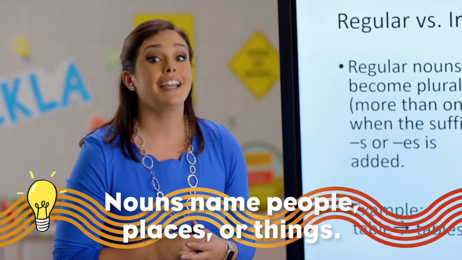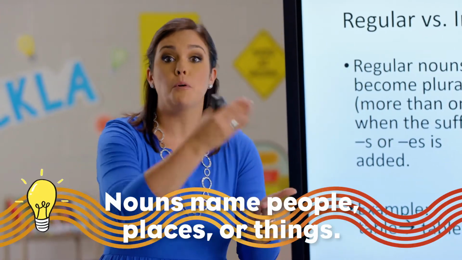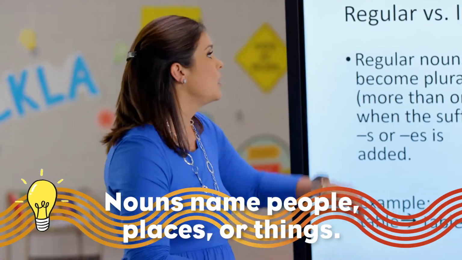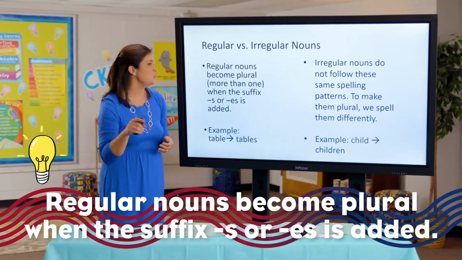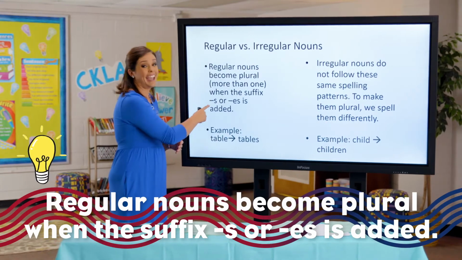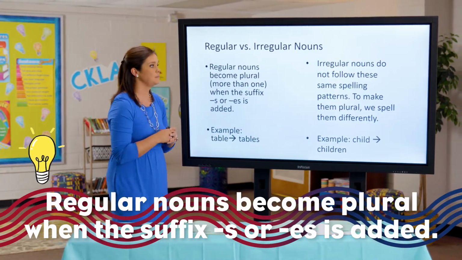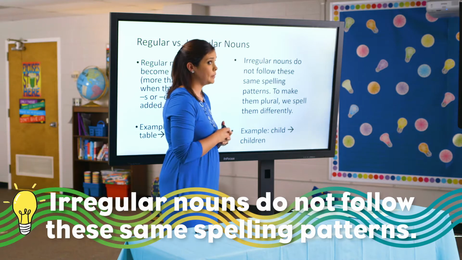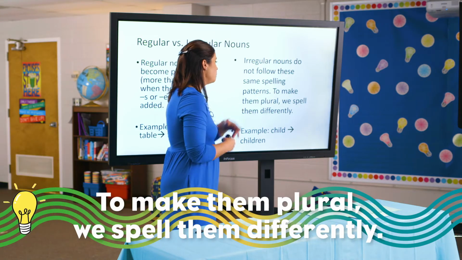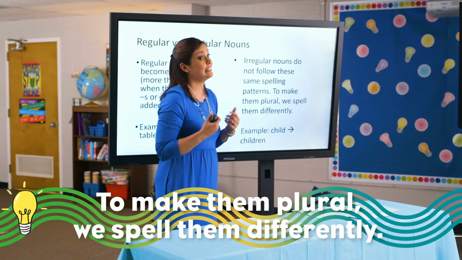We already know that nouns are the name of people, places, or things. Regular nouns become plural, meaning more than one, when the suffix s or es is added. But irregular nouns do not follow these same spelling patterns. To make them plural, we spell them completely differently.